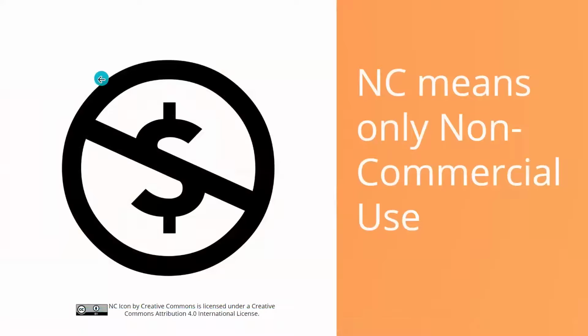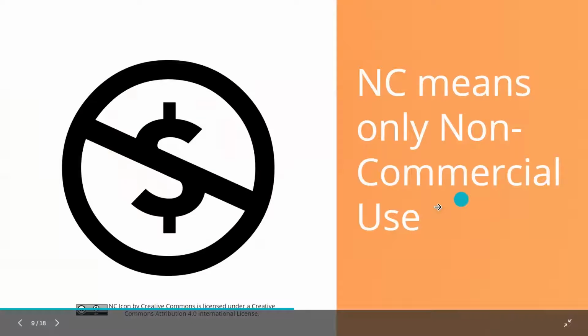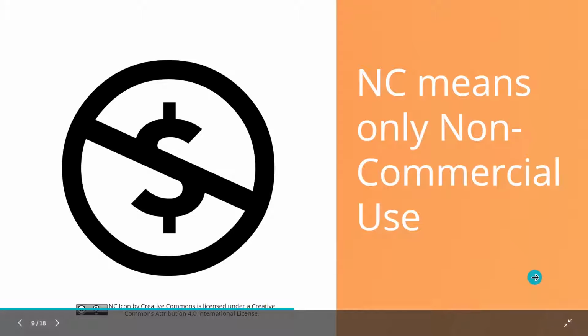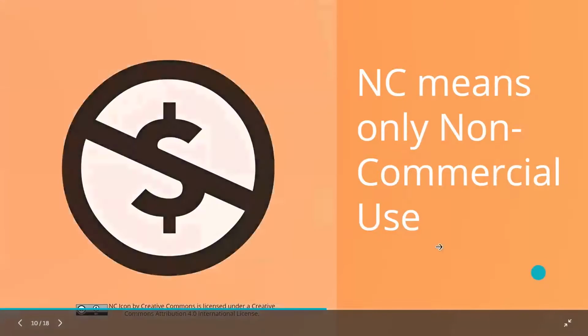NC, this little dollar sign crossed out, means non-commercial use. So if you find material that you want to use, you have to make sure that you're not going to make money off of it. It can be a little bit tricky, because the definition of non-commercial is a little bit vague in copyright law. So err on the side of being super careful, overly careful, when you're using NC materials.